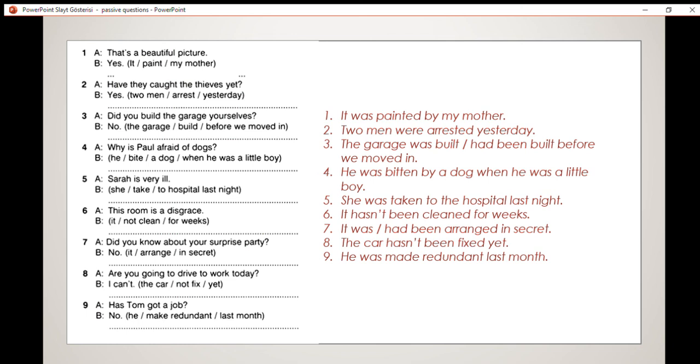Made redundant is when you are fired from your job because the company is getting smaller, the company is shrinking. So if they have 10 workers and somebody is made redundant, it means they don't need that person anymore. So the workers are now 9 people.